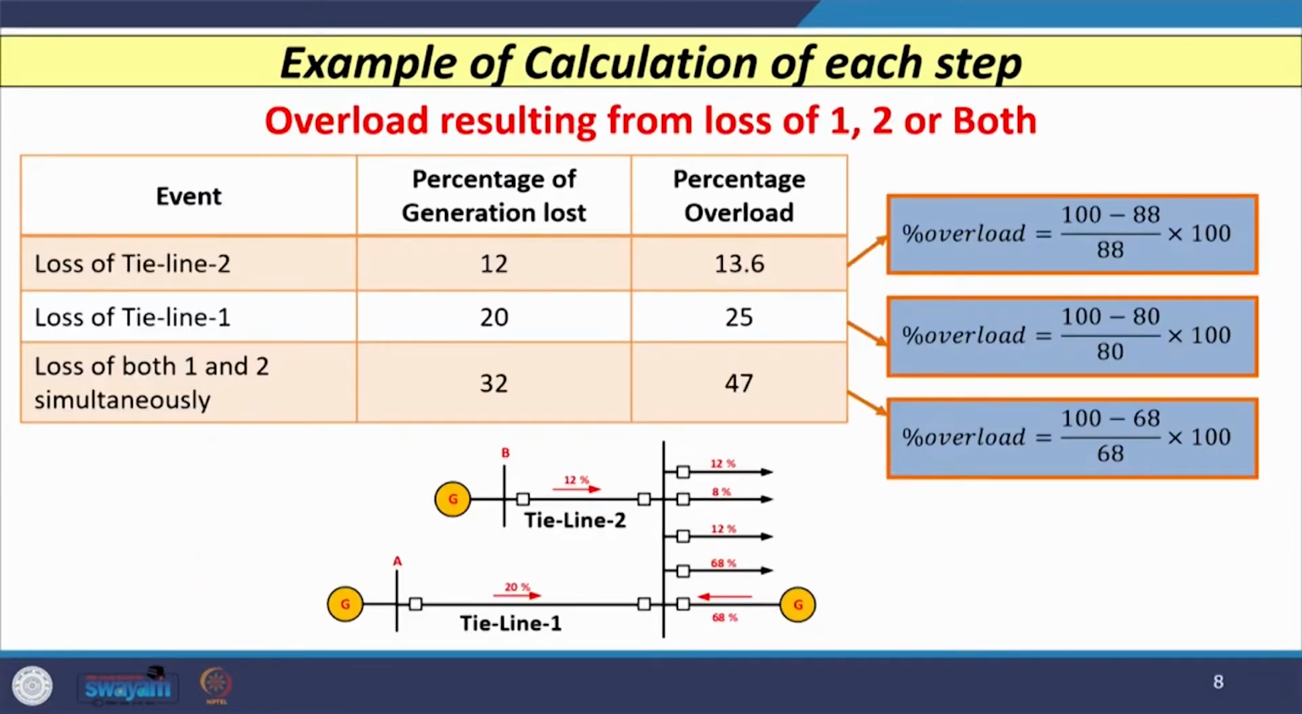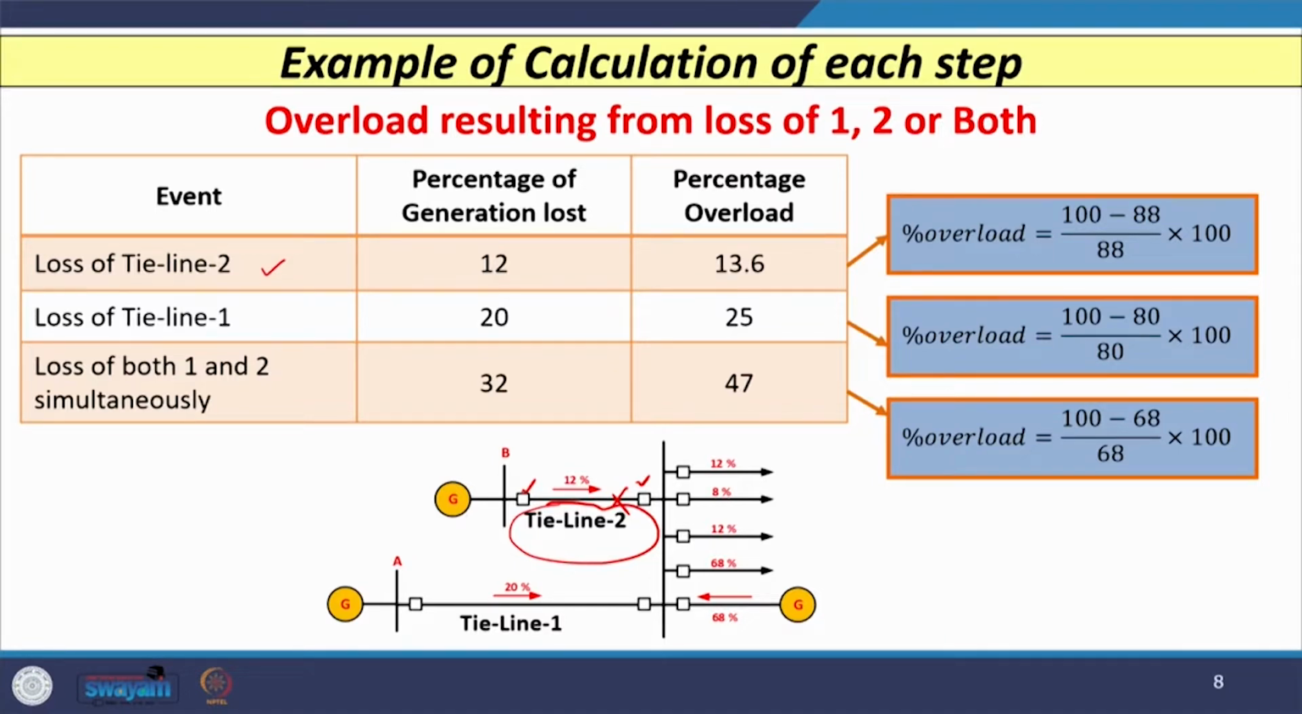So, if I use this in each and every case, let us say in case 1 there is a loss of tie line 2. So, when there is a loss of tie line 2, that is in this figure, this is not there, because of some reason this breaker and this breaker both will become open. So, then there is a loss of tie line 2, and this tie line 2 is carrying a percentage of the load, that is 12%.